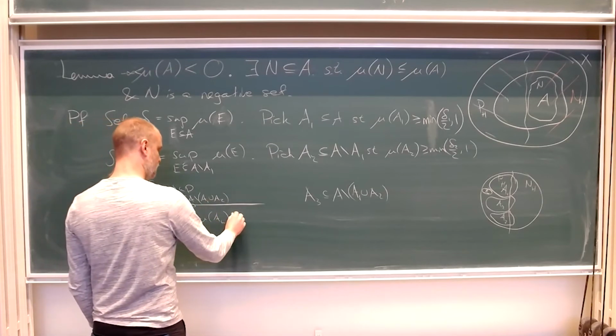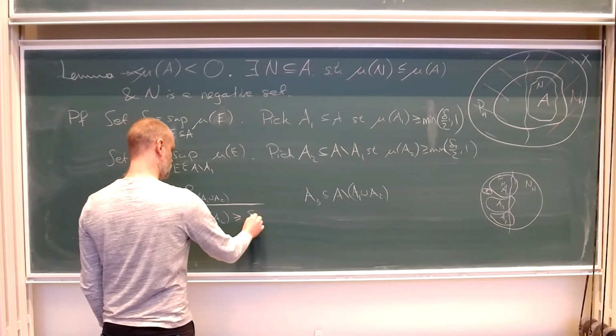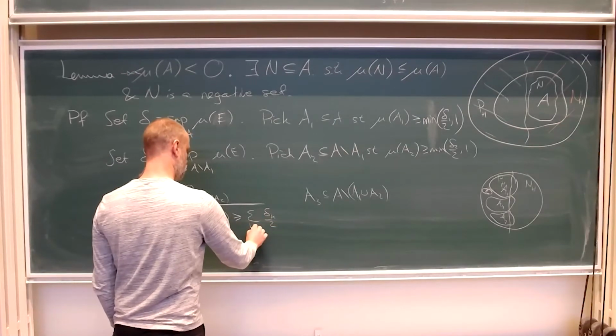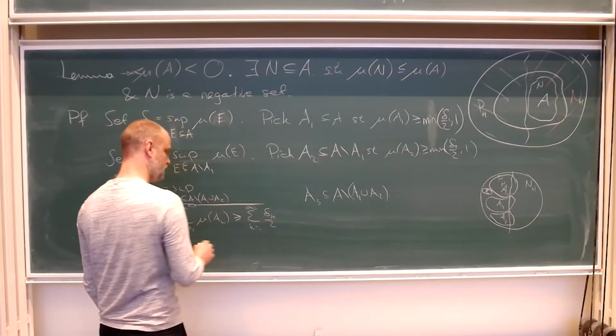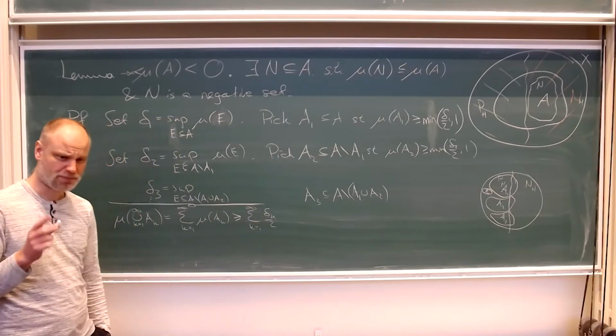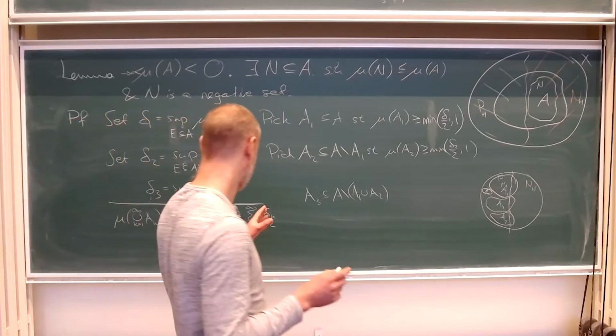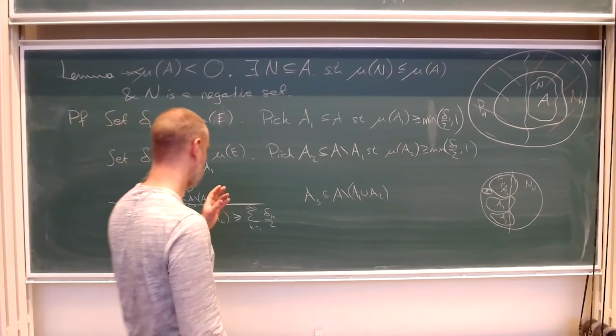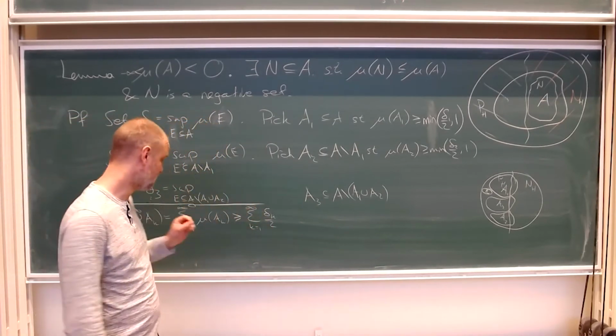And each one of them is bigger than or equal to delta k divided by 2, k goes from 1 to infinity. And now, okay, here I probably... all right, so sorry, this is very subtle.